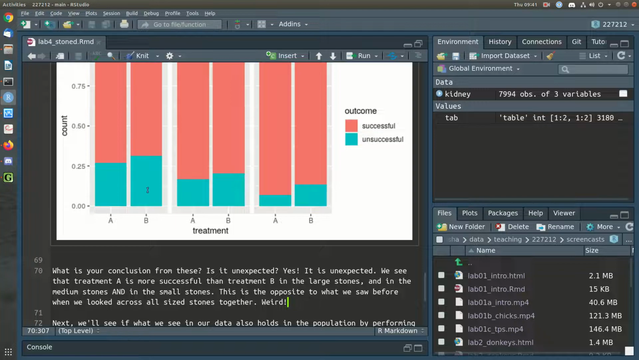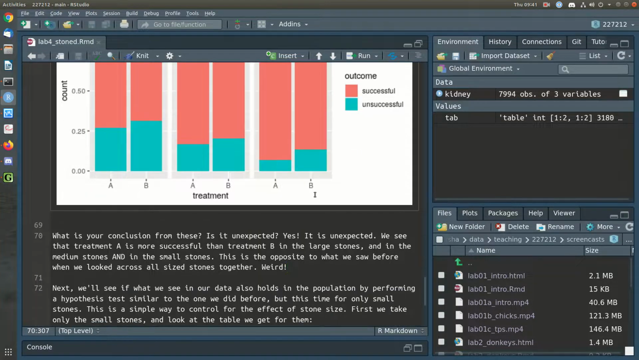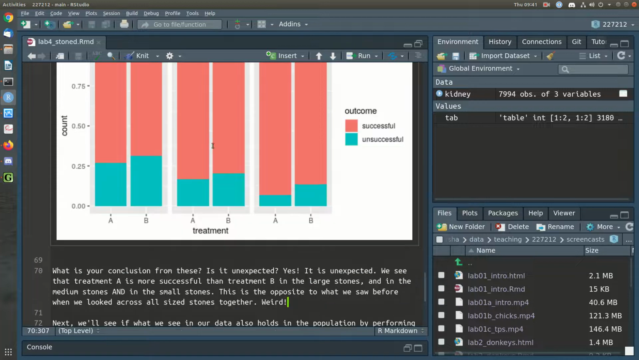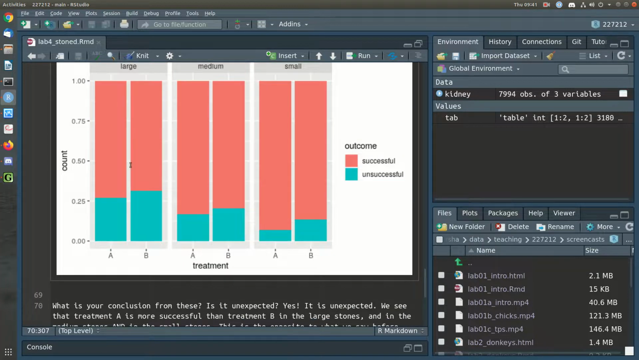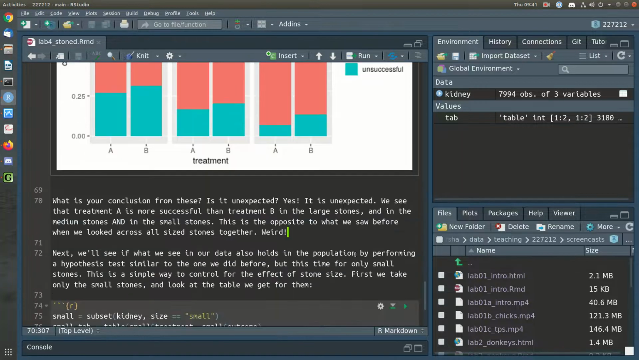So we want to know whether this same odd effect that we've seen might also hold in the population by performing a hypothesis test. So we can clearly see that there's a difference in our sample within large stones, medium stones, and small stones because we have that information directly in our sample. What we want to know is whether it holds in the population. So we're going to do the same hypothesis tests.